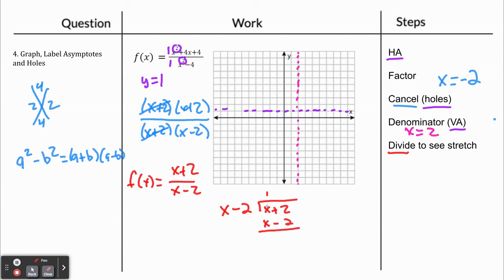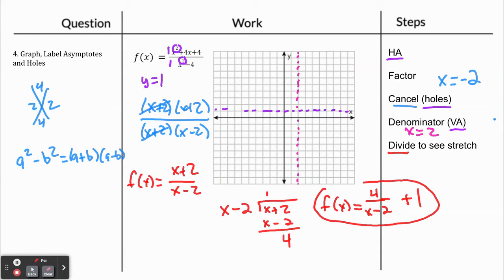Then when I subtract these, x minus x is 0, and 2 minus a negative 2 is positive 4. So what that would look like then is f of x equals 4 over x minus 2, plus 1. So now this is in transformation form, and I already see the plus 1 here is my horizontal asymptote.